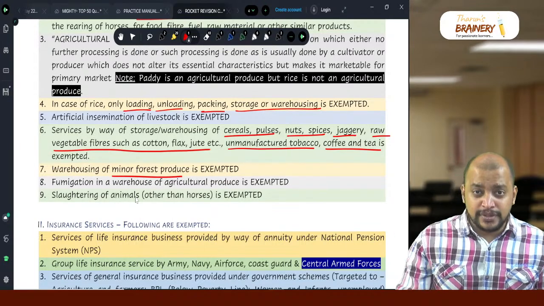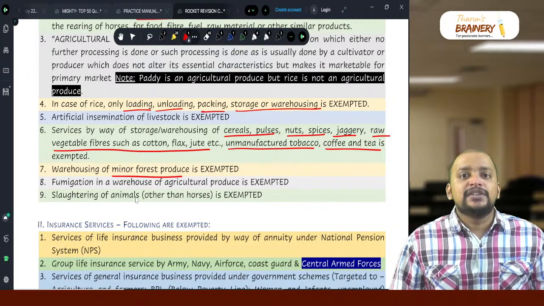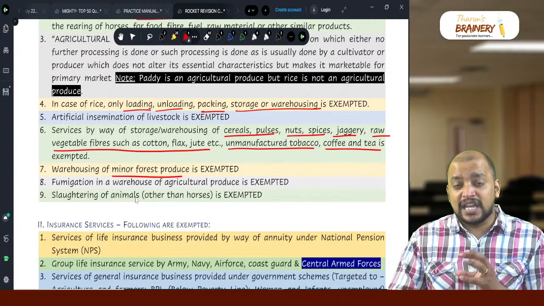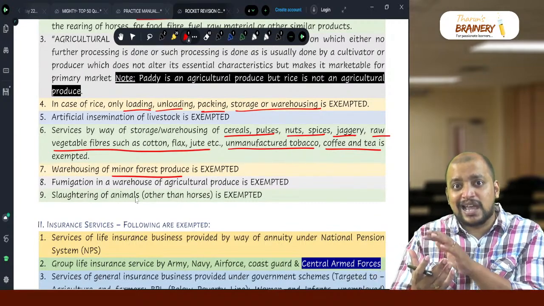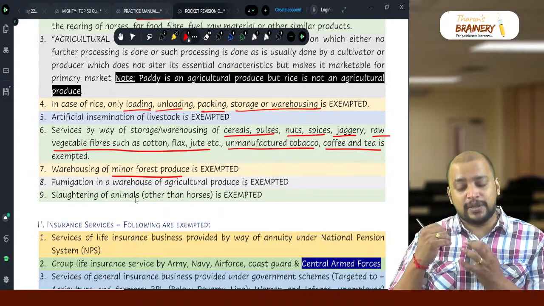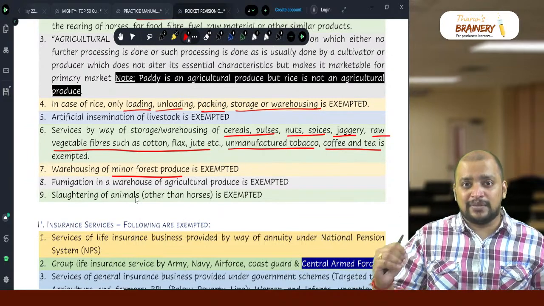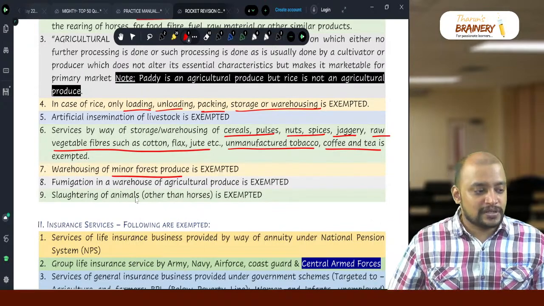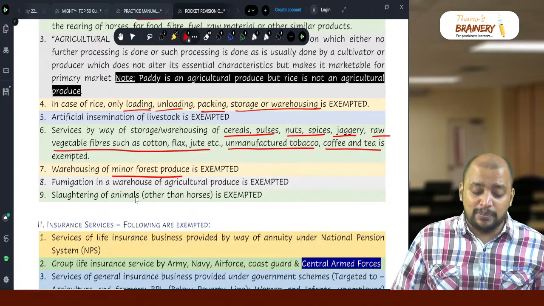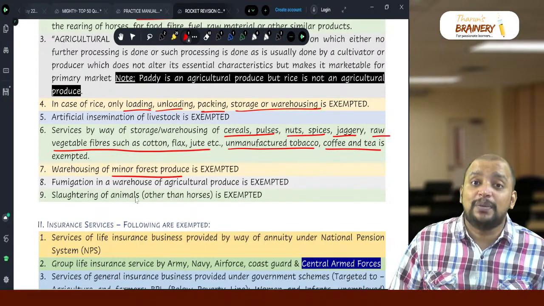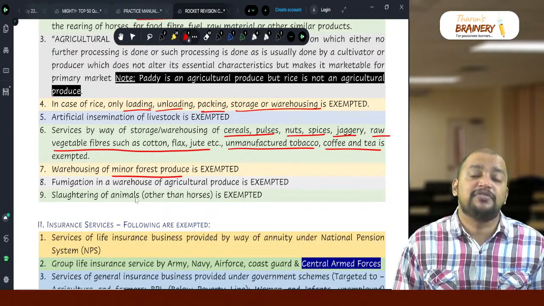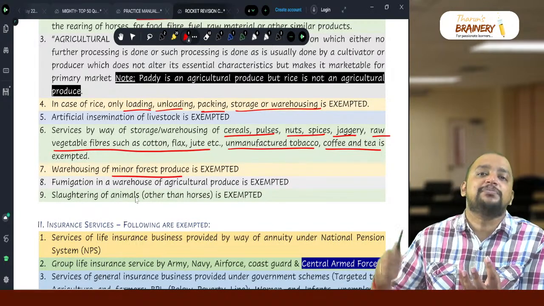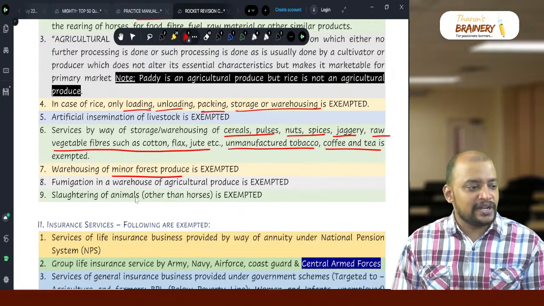That is, there is a warehouse where we keep the agricultural produce. In that particular warehouse where we keep agricultural produce, fumigation is carried out. So that fumigation process will be exempted. Suppose the warehouse is a place where we keep some other goods. Then is the fumigation exempted? No, that fumigation will be taxable. So that warehouse should be a place where we keep the agricultural produce. Okay, so that is about this.